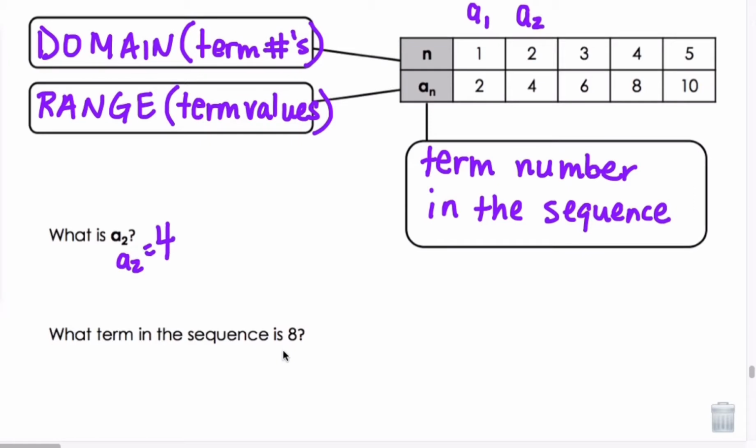What is the term in the sequence that is 8? I can see here is my 8, and that is going to be when n equals 4, or you could say a sub 4. So those are the parts of a sequence and identifying the domain and range. Let's go to the next page.